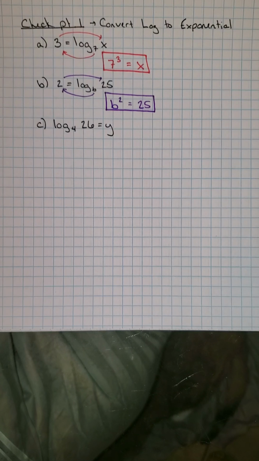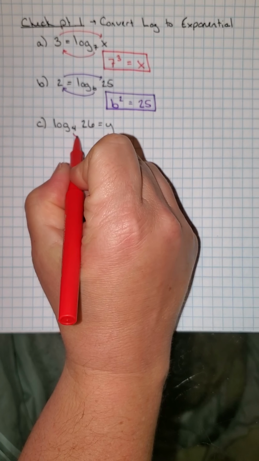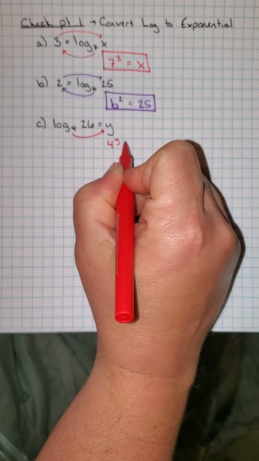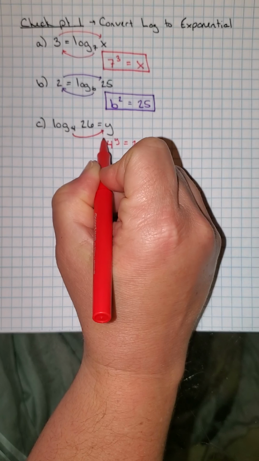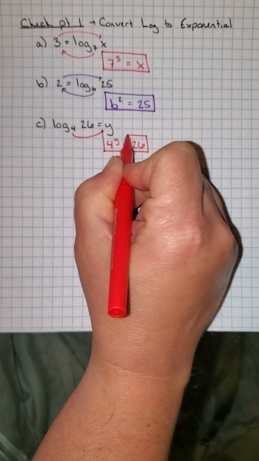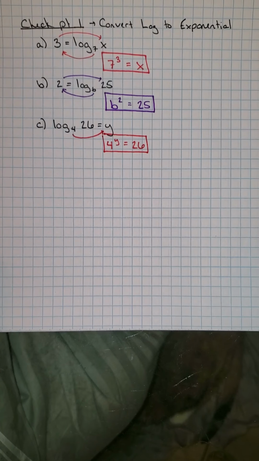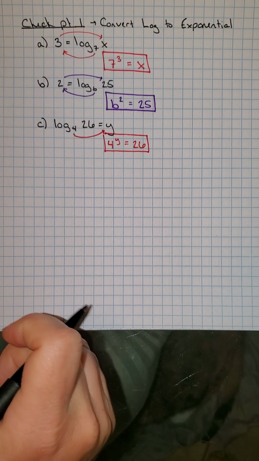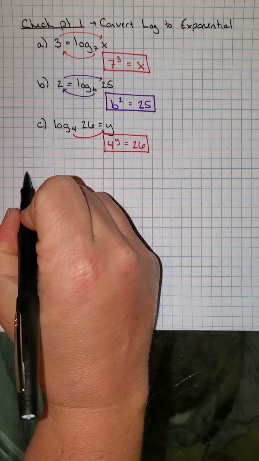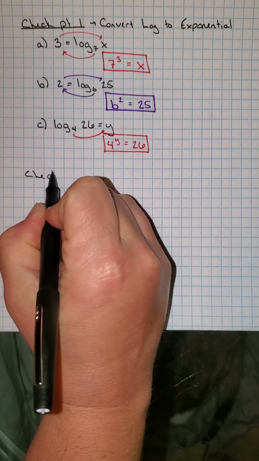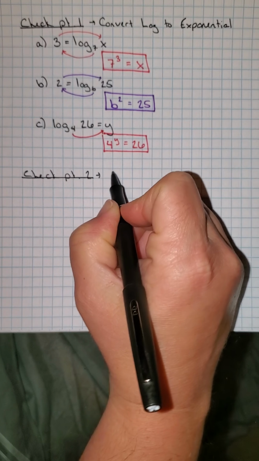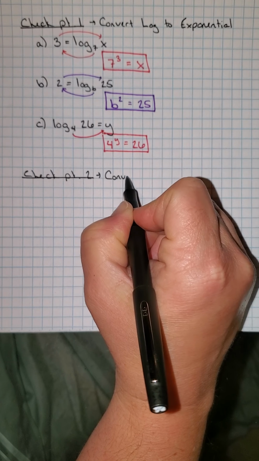And then the last one, it doesn't matter that it's written backwards with the log on the left. You still start at your base and circle around. So 4 to the y equals 26. All right, so that's converting log to exponential. Now checkpoint 2, you're going to go the other way. In checkpoint 2, we're going to convert exponential to log.